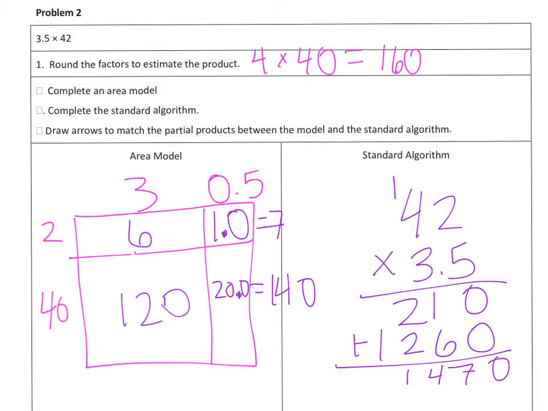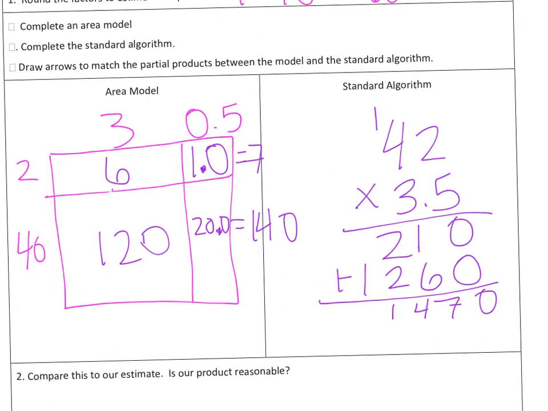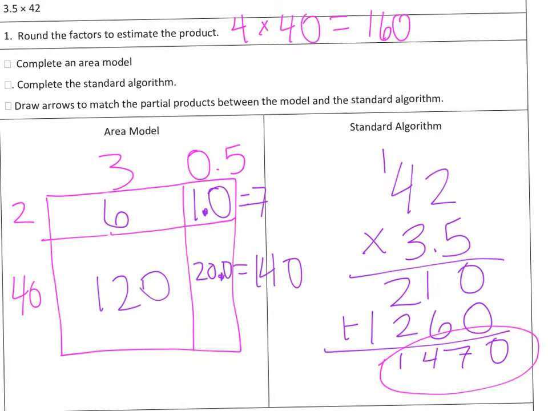Now here it would be really easy to say, oh, well my answer is 1,470. But it's not. Remember our estimate up here? 160? Is 1,470 anywhere near 160? No. So I forgot to put a decimal back into my product. So here's the trick. I have one number behind a decimal here, so that means I'm going to have one number behind a decimal down here. There it goes. 147. Is that in the neighborhood with 160? Yes, it is. Much better.